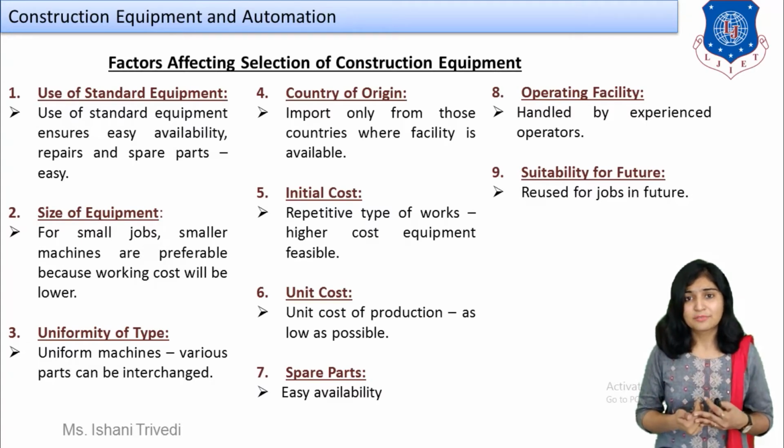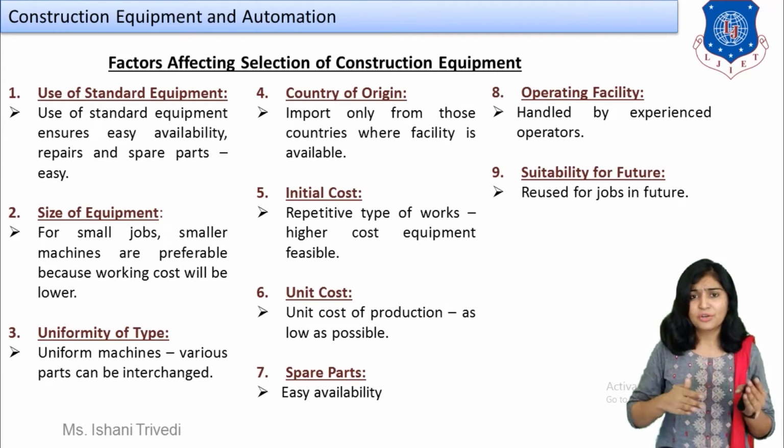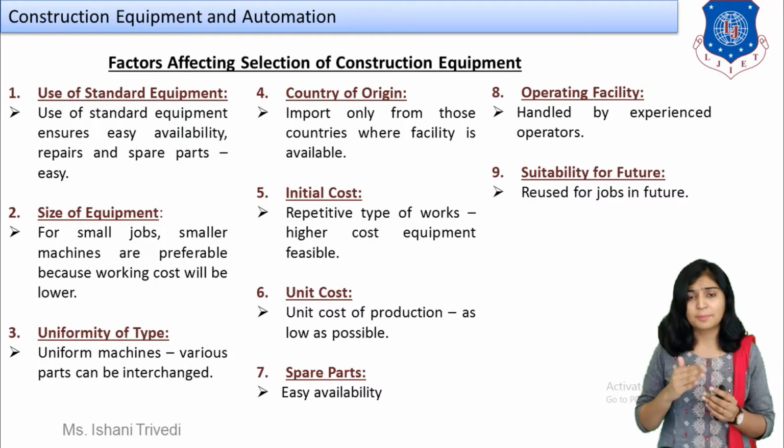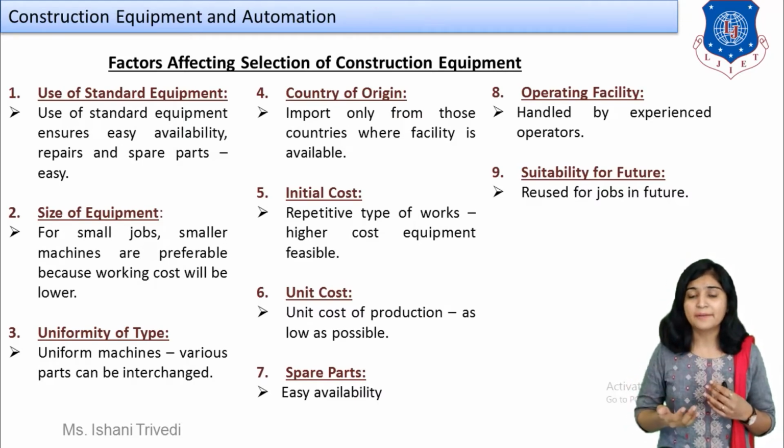Next we have the size of the equipment. It says that for smaller jobs you have to opt for small equipment. You can even rent for them instead of purchasing. That will be better, right? See, all of these things derive from finance only, that is, how much efficiency you can gain and how much finance can be saved.